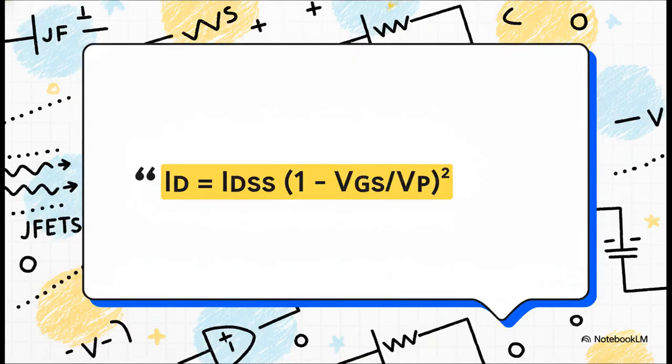And of course, there's the math. This right here is the Shockley equation. This is the master formula. It's the equation that directly connects the output drain current ID to the controlling gate voltage, VGS. If you need to solve a numerical problem with a JFET, this is your weapon. You absolutely have to memorize this, understand what each piece means, and practice using it.